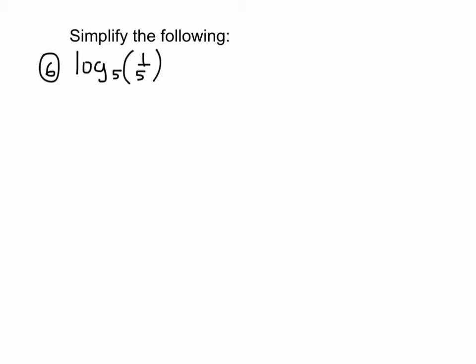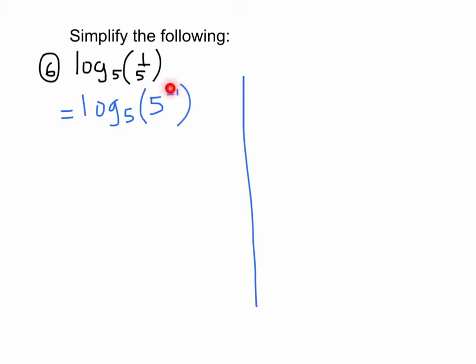Now this one can be done a couple of ways. The first way would be to notice that 1 over 5 is the same as 5 to the power of negative 1. Then you can apply the power rule, I'm not sure what that's called, you bring that down to the front over here. So you have negative 1 log to the base 5 of 5. And then here again you notice that these are the same numbers, so you can cancel that off to 1. So the answer is negative 1 times 1, which is negative 1.